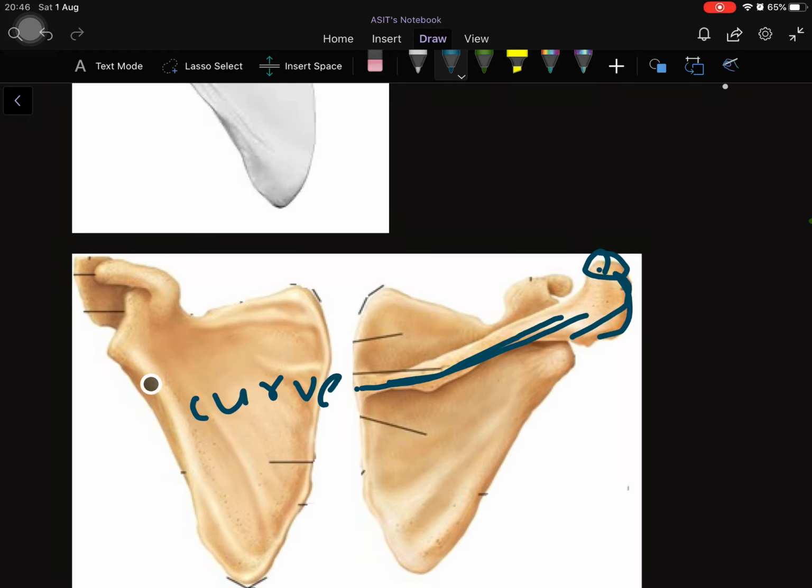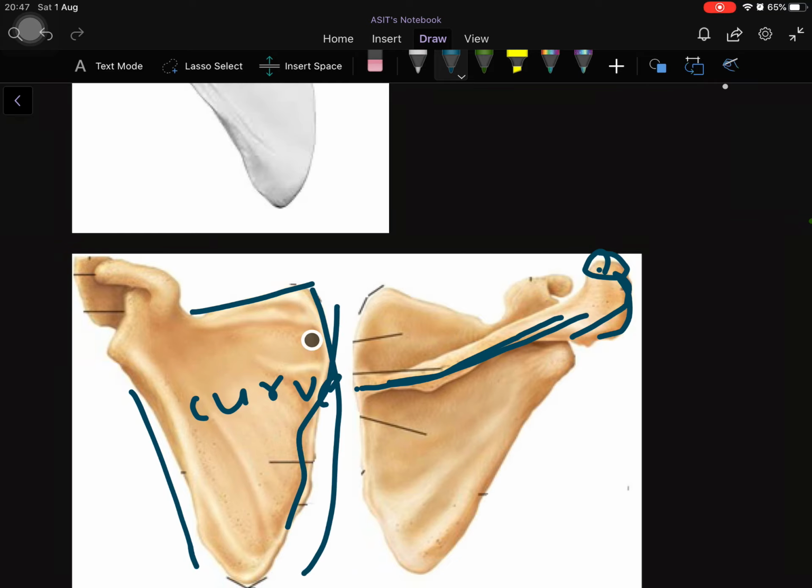This part of the scapula has mainly three borders: 1, 2, 3. In the correct anatomical position, this will be the medial border, this the lateral border, and this the superior border. On the superior border, an angle is present, called the superior angle, and this part is the inferior angle, as it just looks like an angle.